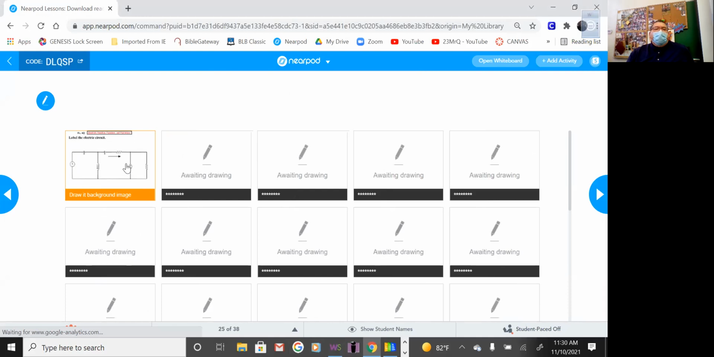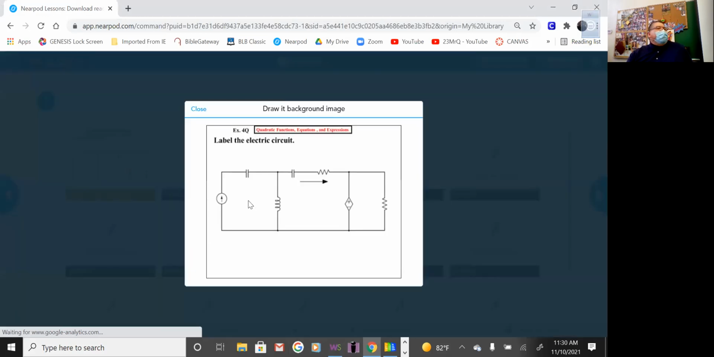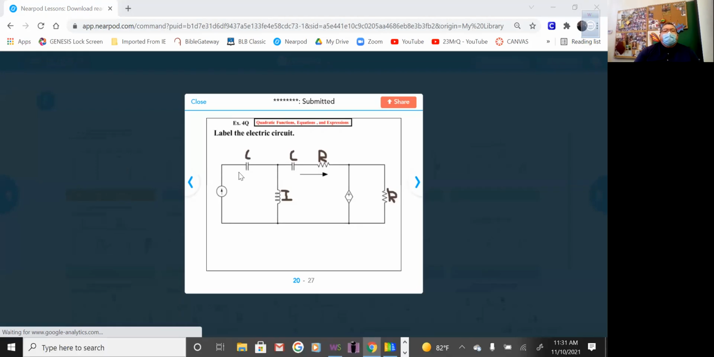Lock your toolbar, and I want you to label that one using initials. Let's see how well you do. Some time for that. Ready, go. Look up. C for capacitor, capacitor, resistor, resistor, inductor. Hands if you got something like that. Yeah, we got this, yes? Let's do another one.